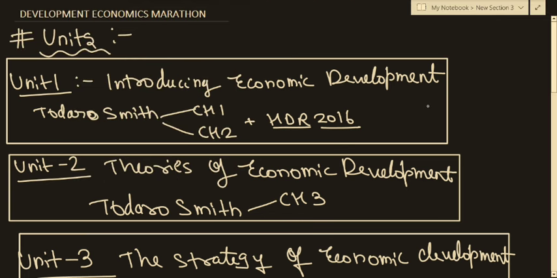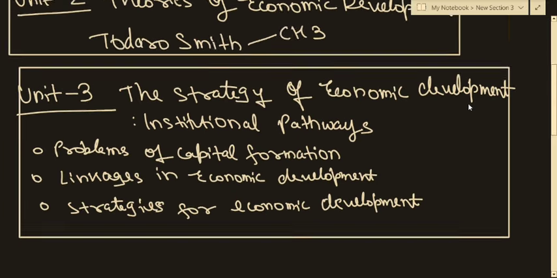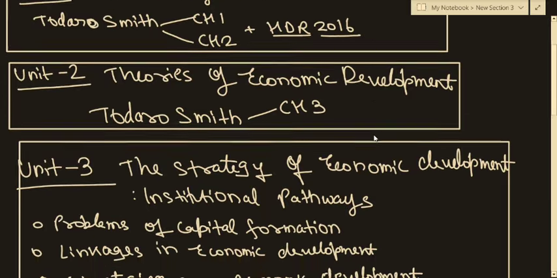So let's first quickly take a look at what our syllabus is all about. Basically we have 4 units. Unit 1 would be Introducing Economic Development, in which we have Chapter 1 and Chapter 2 of the Todaro and Smith book. In addition, we have the Human Development Report 2016. Now in Unit 2, we have Theories of Economic Development, Todaro and Smith, Chapter 3.